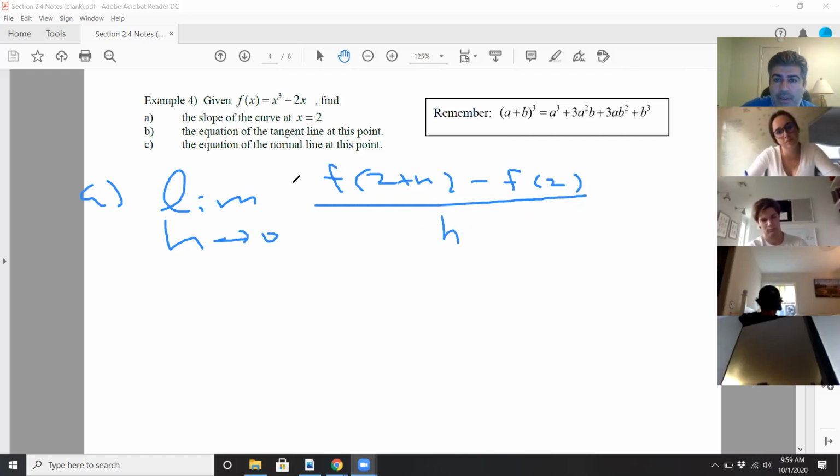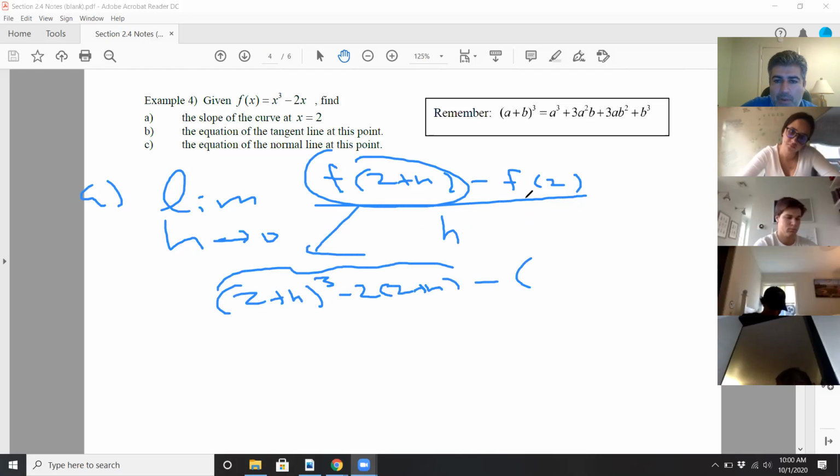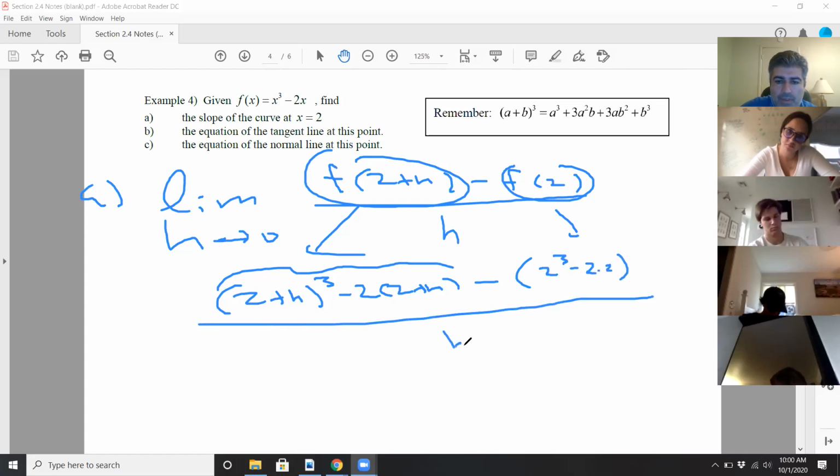And I give a big sigh because you have to do this. 2 plus h cubed minus 2 times 2 plus h. All that is all this. And then, of course, you got to do this part right here. That's 2 cubed minus 2 times 2. And of course, the whole thing all over h.